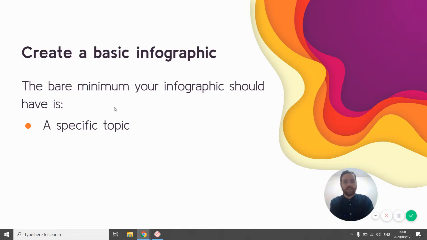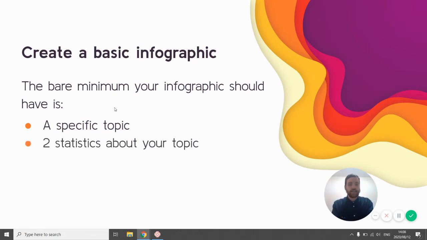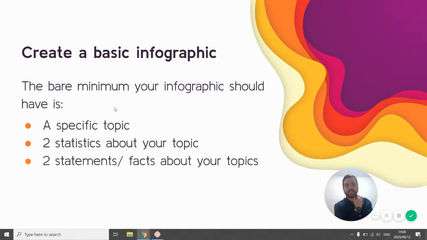one specific idea, okay? And in that infographic, you need to have that specific idea with at least 2 statistics about it, which are numbers, percentages, or something, basically 2 facts with numbers to convey your information. And 2 statements, 2 sentences, 2 facts about it, okay? That's it. So there's the bare minimum of what you need.